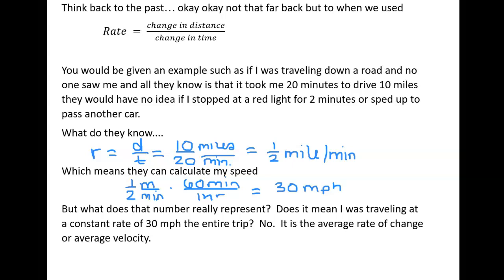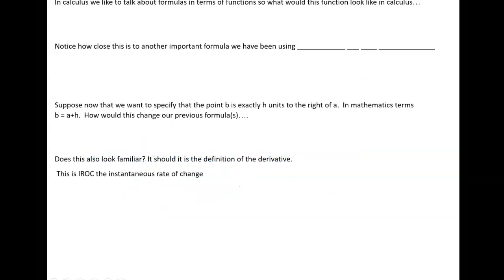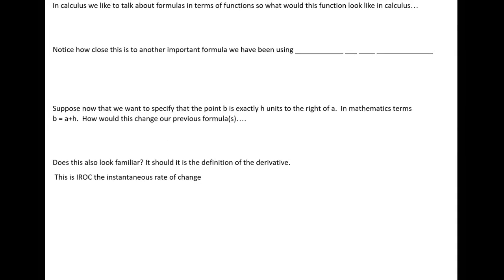Does it mean they were only traveling 30 miles per hour? No, because this isn't their instantaneous rate, it is their average rate. So it's saying on average, this person traveled about 30 miles per hour. Speed limits sort of function as average rates. So in calculus, we like to look at formulas in terms of functions. So in terms of a function, we need to convert the change in distance over the change in time to a formula.